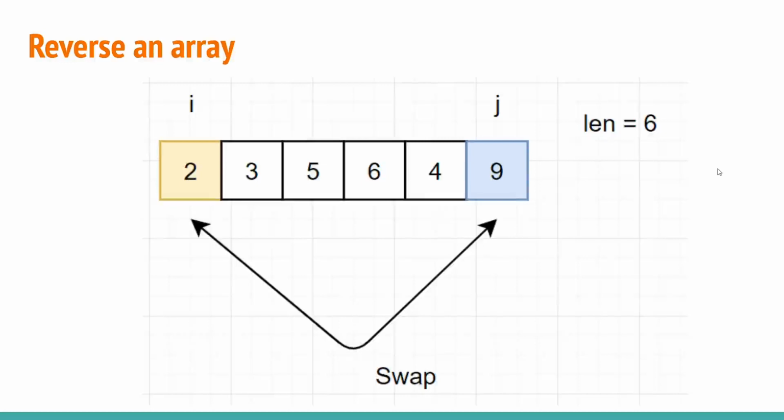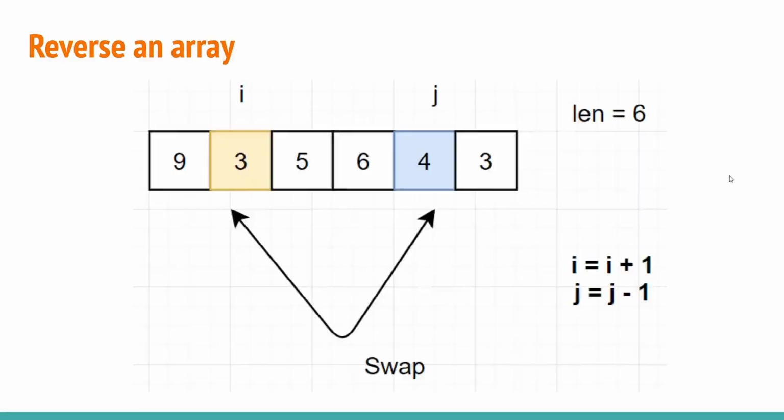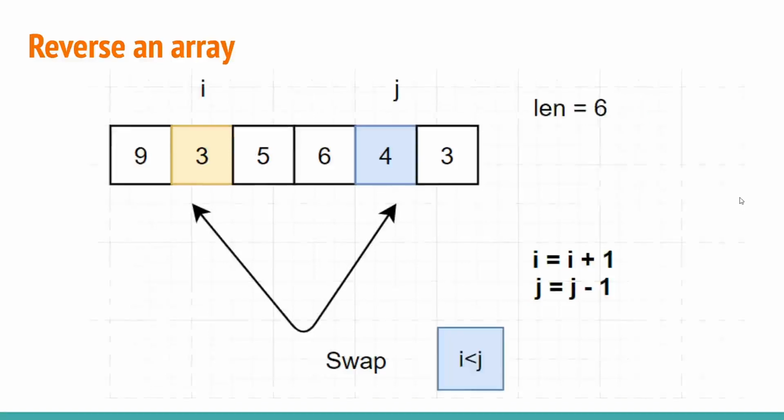After swapping the array, we need to make sure that I is moving ahead in the array and j is moving backwards. So once the positions of 2 and 9 are swapped, we need to make sure I is moving ahead and j is moving backward, meaning I equals I plus 1 and j equals j minus 1. Once these are swapped, we need to make sure that the condition is true, that is I is smaller than j, and repeat what we just did.